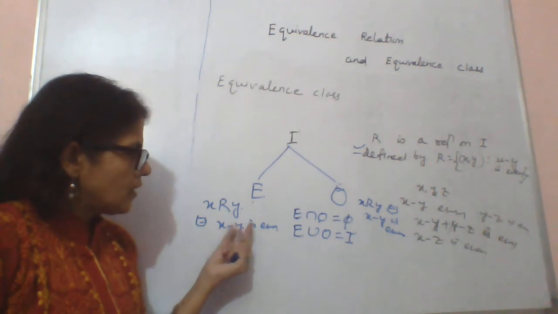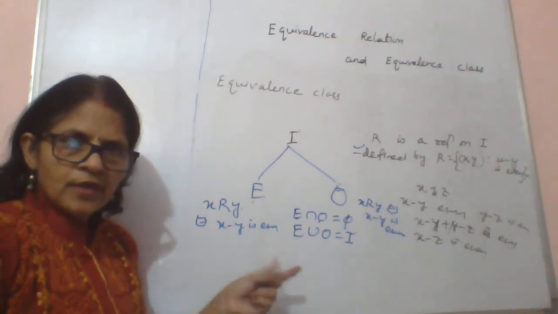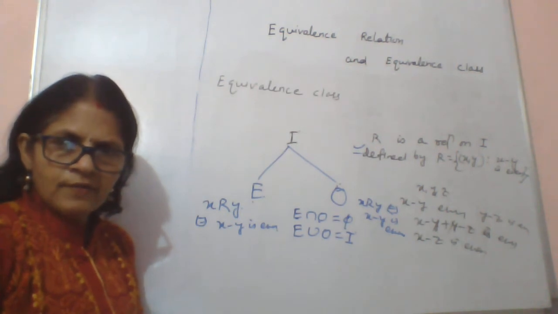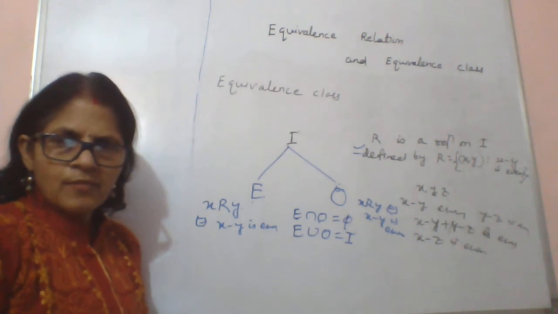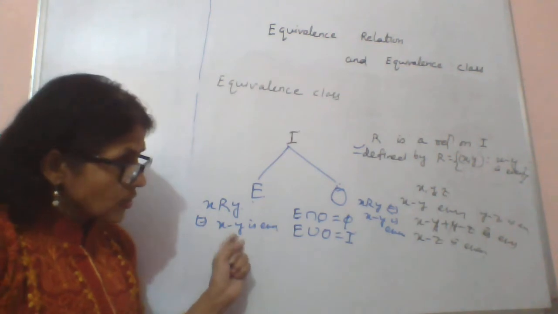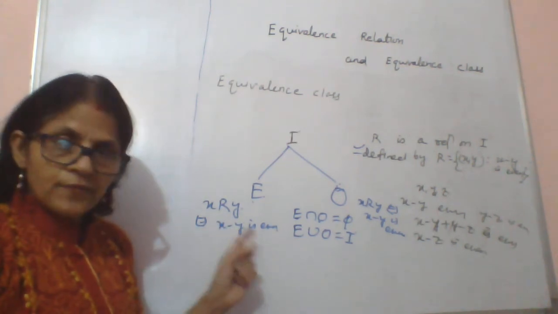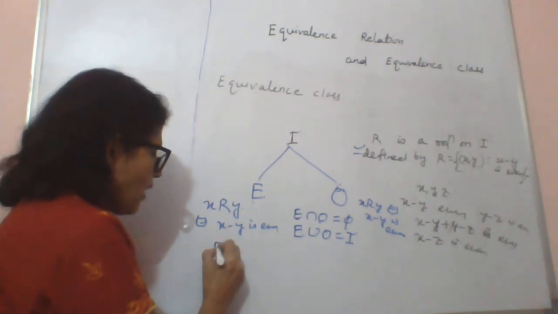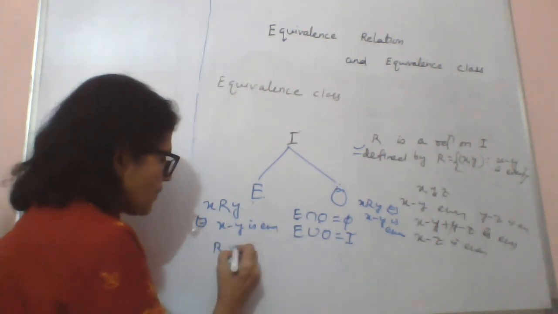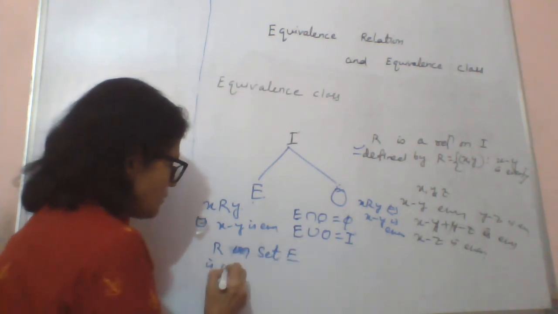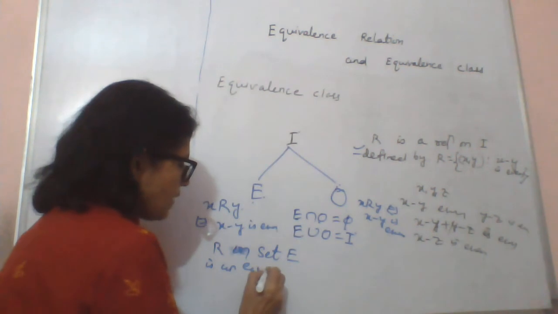Similarly, if you take three even integers x, y, z, x minus y is even, y minus z is even, and if you add the two, since the sum of even integers is even, you get x minus z even. Just like the first case we have proved, we can prove in this case also. So here, R on set E is an equivalence relation.